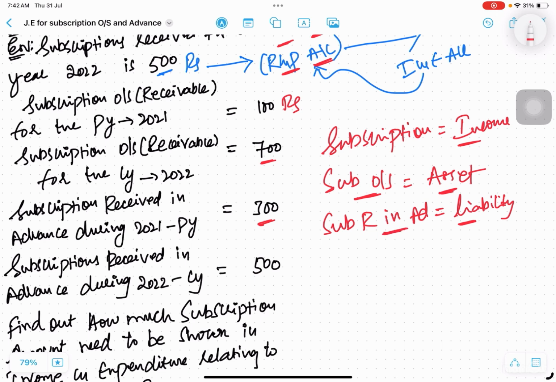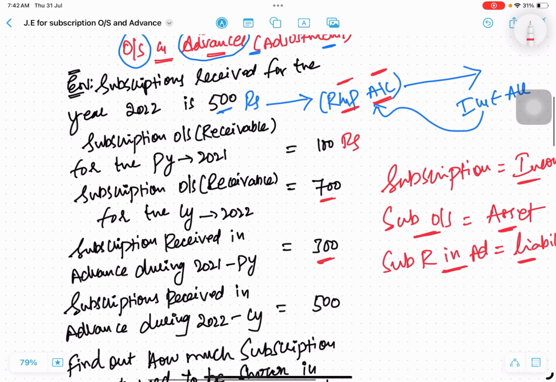Subscription received in advance, very clear. You have received the income in advance. Actually you are supposed to receive the amount next year, but you received this year only, so that is called liability. Income you received in advance is liability, income yet to receive is the asset. That is the concept.